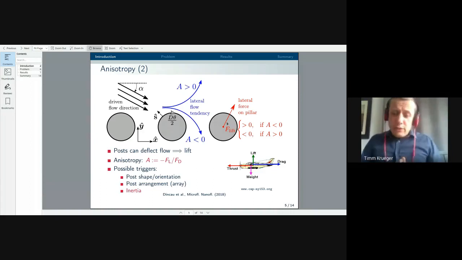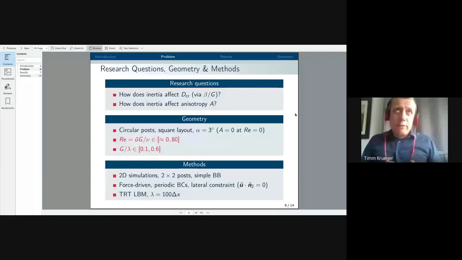And on this slide, I have everything that we need to know about the geometry and also the method. That's everything you find about Lattice Boltzmann here. There are actually two research questions here. The first one is, how does inertia affect the critical diameter of the particles in the device? You remember that the critical diameter is related to the distance between the stagnation streamline and a post, which is called beta. And the other question is, how does inertia affect the anisotropy in the device?